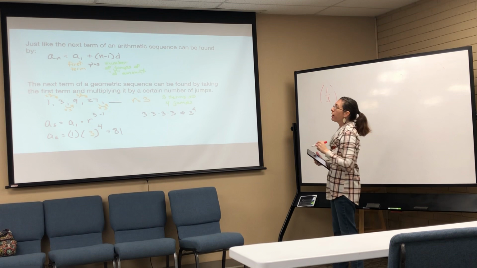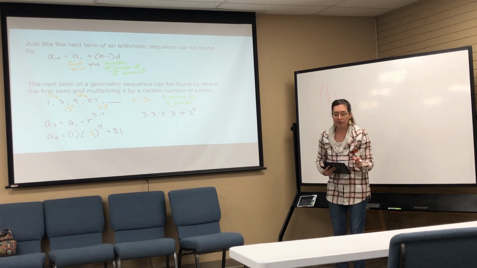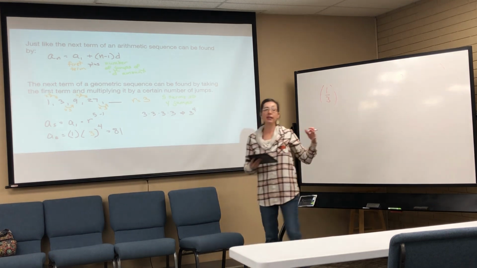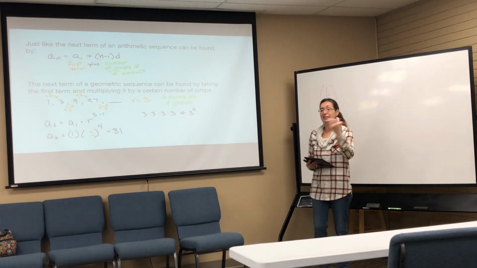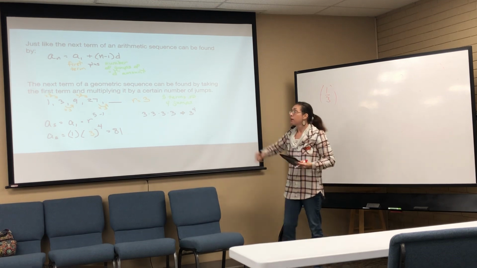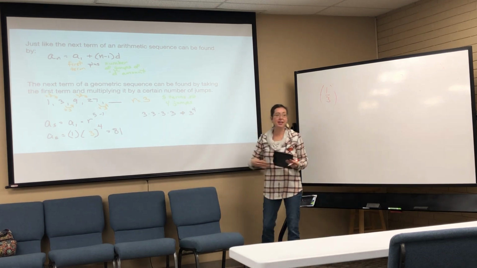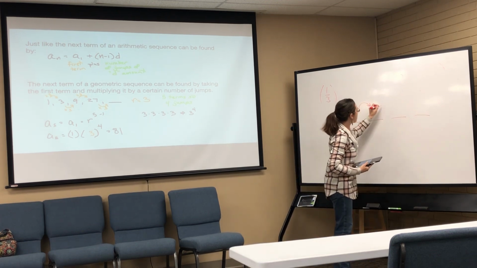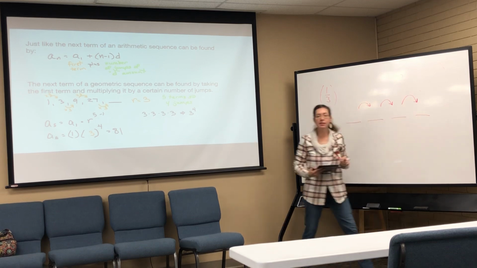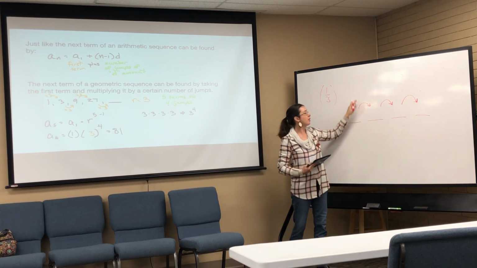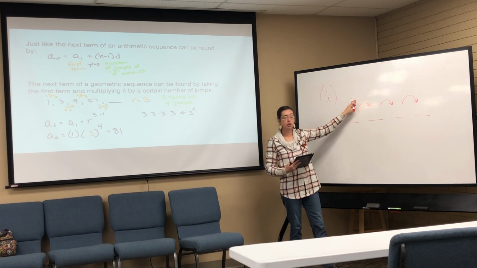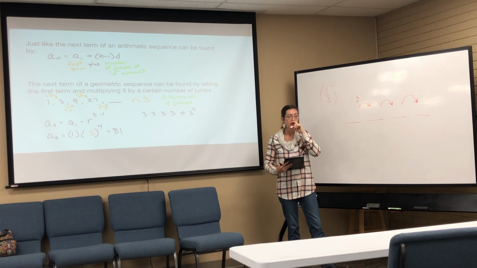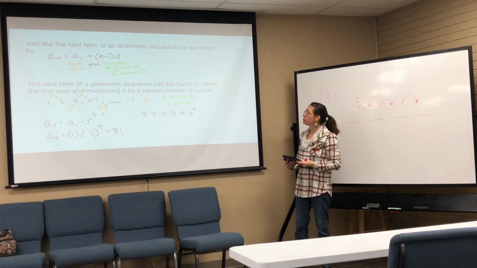Just like in our first one, where we started at the beginning and jumped by a certain amount each time, I can find any number by starting at the beginning and deciding how many jumps it takes to get there. Geometric sequences work exactly the same. We start at one place and jump a certain number of times to get to the next place. But instead of our jumps being by addition and subtraction, our jumps are now by multiplication or division. So what does that end up looking like?